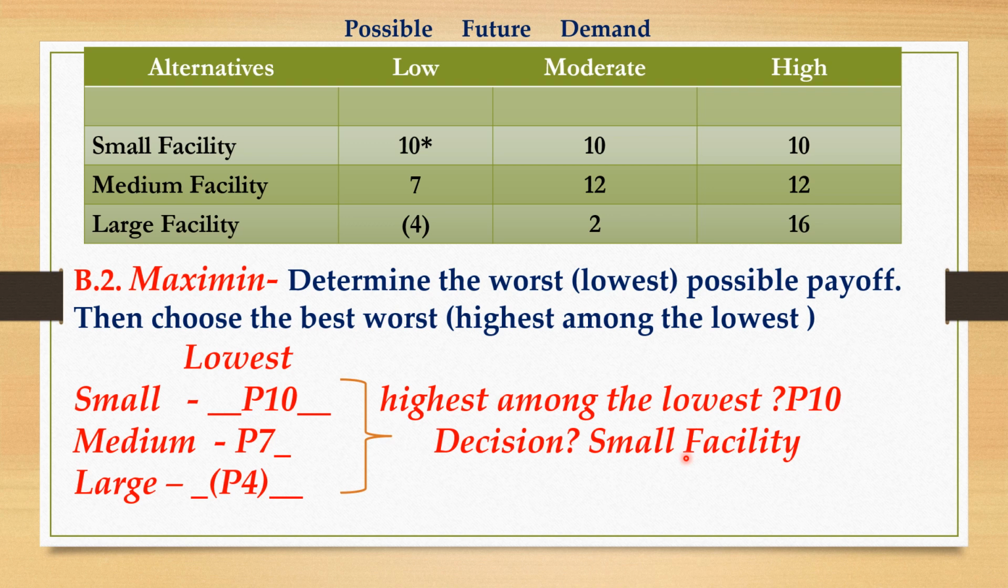If you got this right, check your work. We have 2 points for 10 million, 2 points for 7 million, 2 points for negative 4 million pesos, another 2 points for 10 million pesos, and for your final decision, which is small, 2 points.